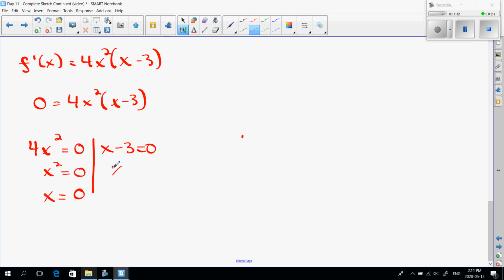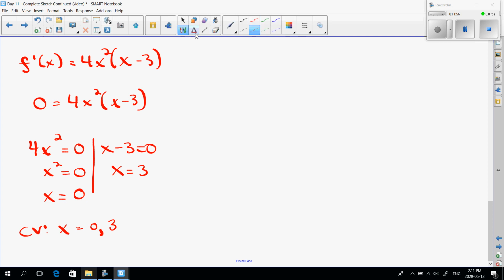On this one, I'm just going to add 3 to both sides. So my critical values are x equals 0 and x equals 3. These critical numbers are the potential locations of what we call local maximums or local minimums. And again, for more information on that, look in the Teams app.